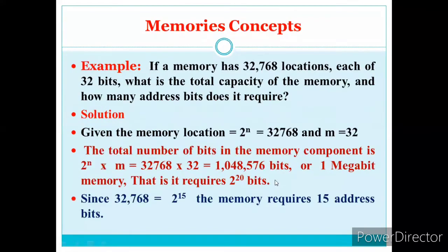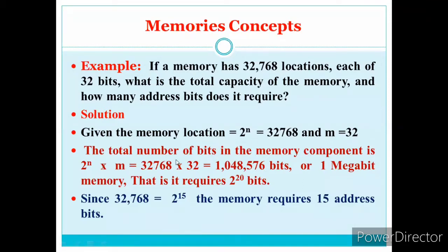Now let us see a simple example. If a memory has 32,768 locations, meaning the memory size is 32,768, each of 32 bits, what is the total capacity of the memory and how many address bits does it require? Now the solution: the total number of memory locations is 2 raised to n, which is equal to 32,768, and the given m is 32 bits.